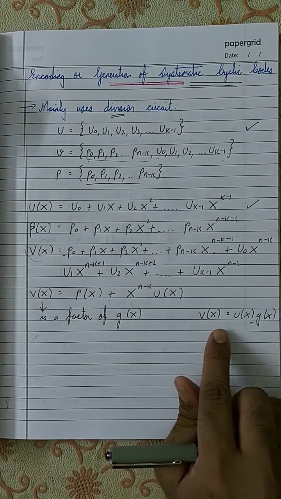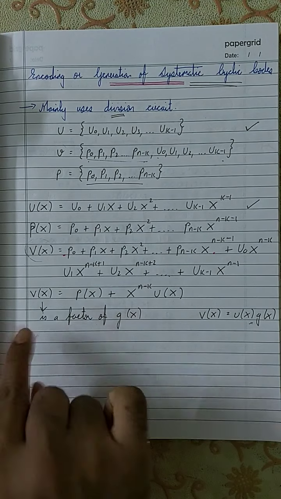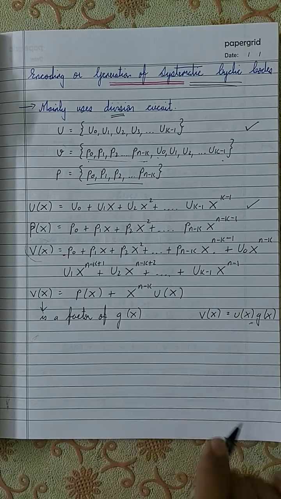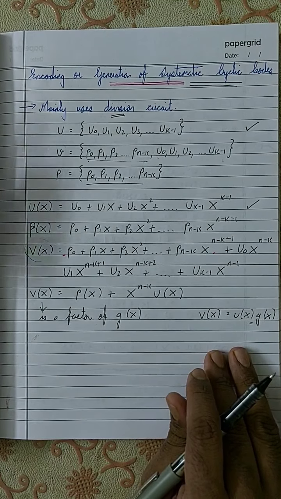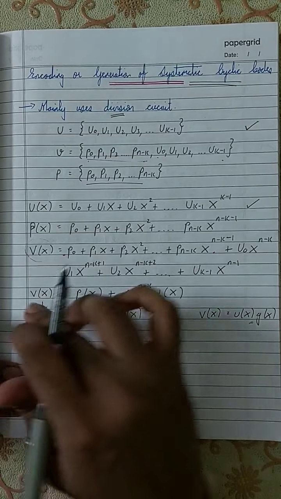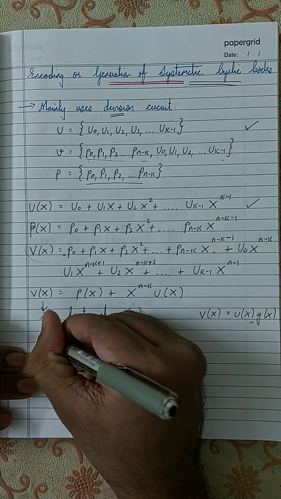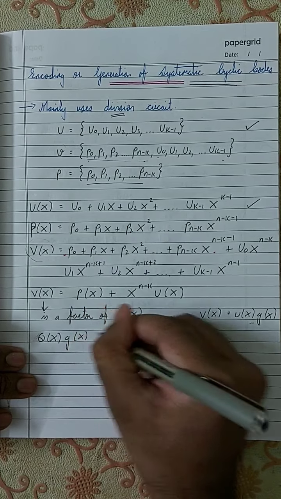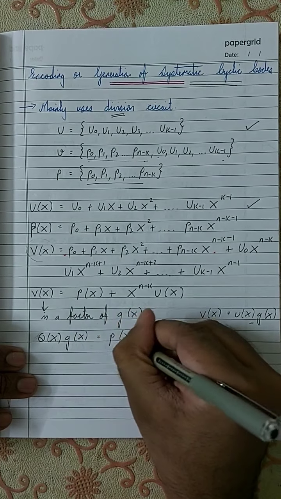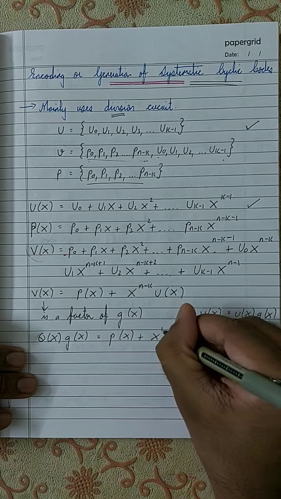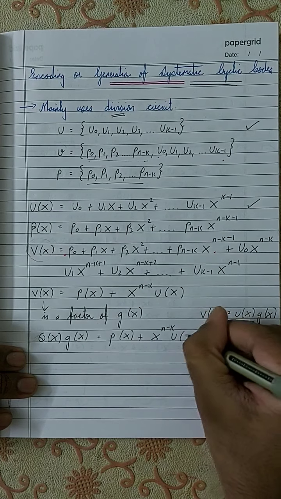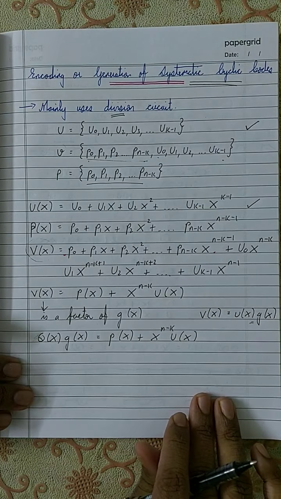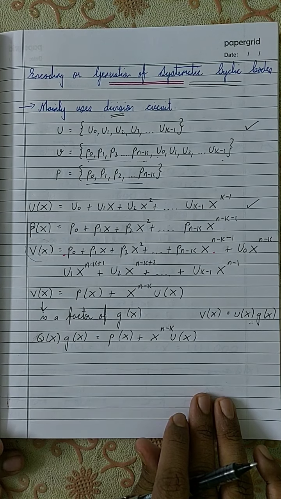For non-systematic, that factor is u of x, but for systematic, that factor is not u of x, it is something else. So I'm going to name that factor q of x. In other words, v of x is equal to q of x into g of x, which is equal to p of x plus x raised to n minus k u of x. This is how we are going to represent this.